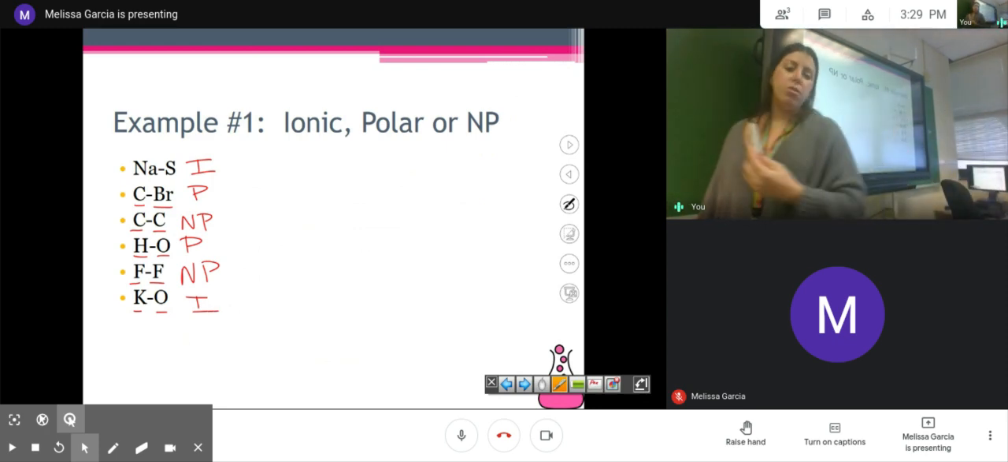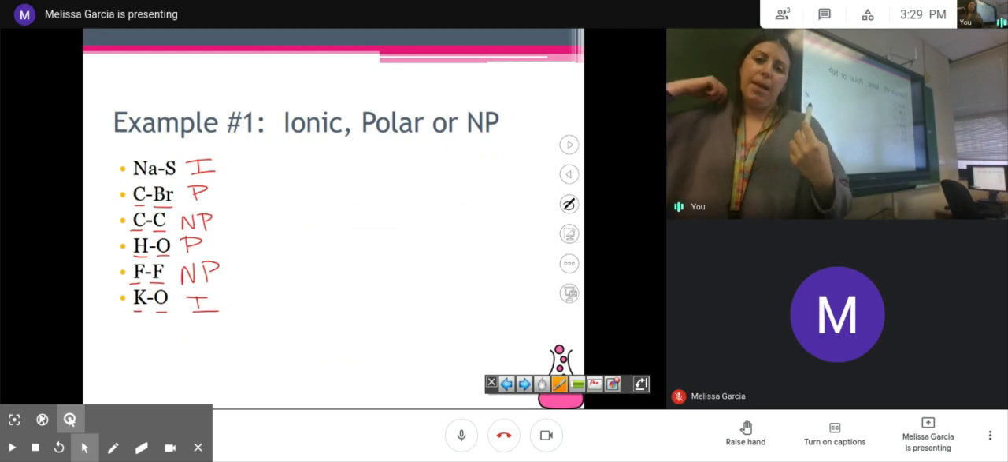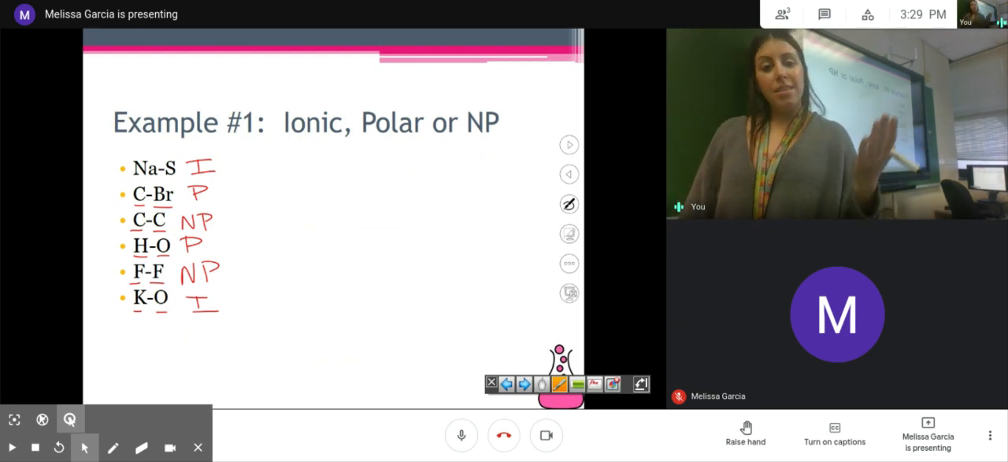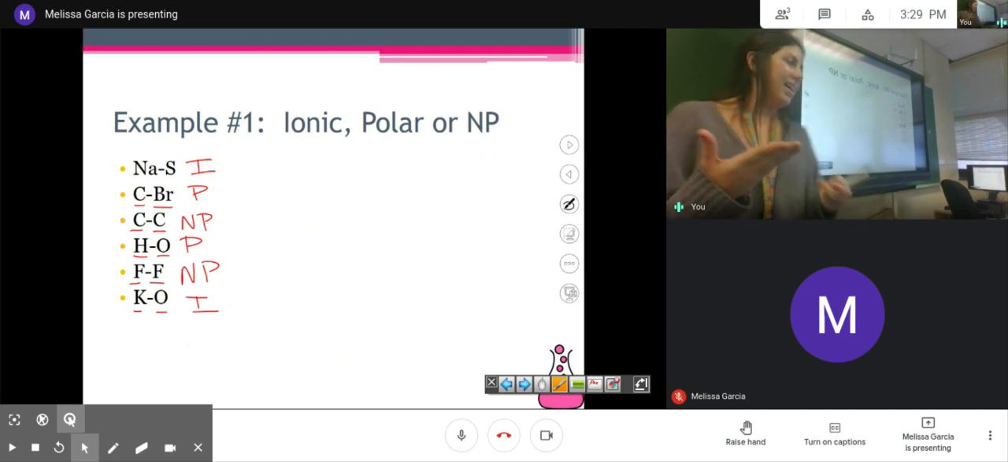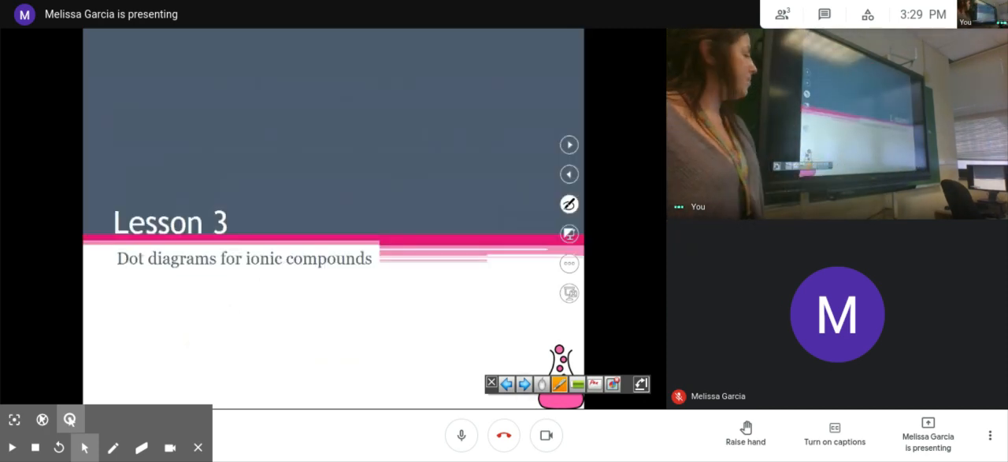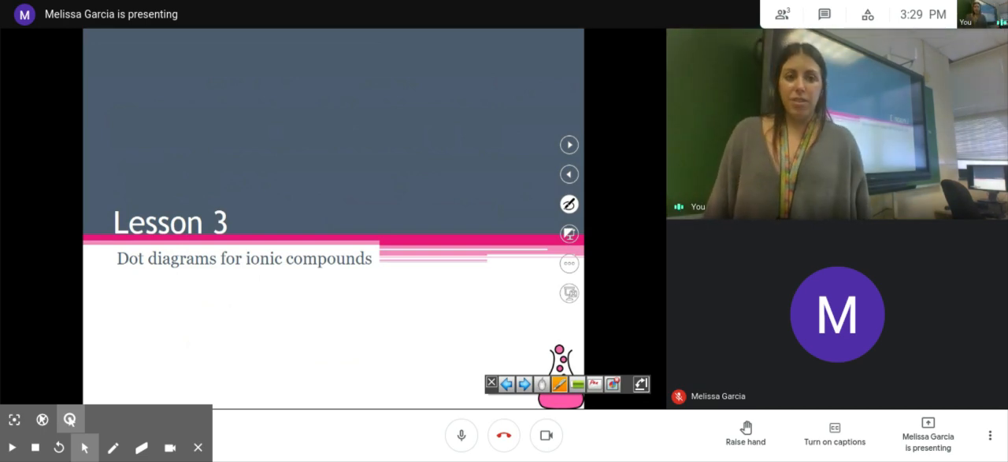So again, we can really use both methods to identify the types of bonding that we have here. Looking at the types of elements that we have and how they relate to one another, and looking at that electronegativity difference. We're going to pick up with lesson 3 on Tuesday or tomorrow.